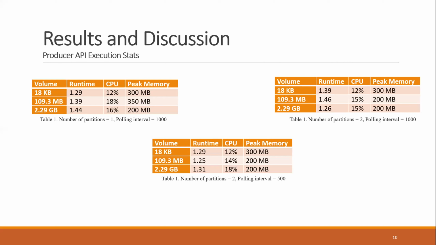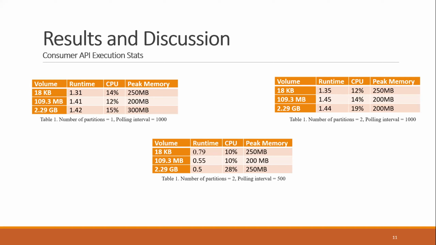These are the producer API execution stats: how much time it took from KBs to GBs, what percentage of CPU was utilized, and what the peak memory utilization was. We can see that the memory utilization is static. It's not increasing, whatever size of file we use. It can be 18 KB or 2.29 GB, but the memory utilization is not high, which concludes that Kafka is not storing the messages in memory. It's basically storing the messages on the file system. That also concludes that we don't need high RAM, just the basic RAM capacity, and we need the file system sized based on how much data we are going to process.